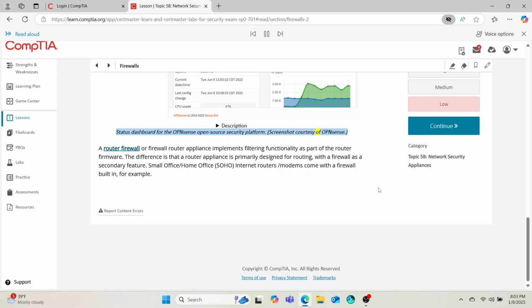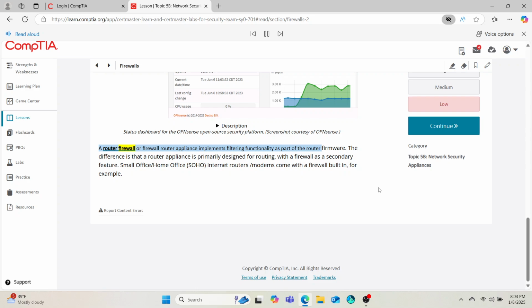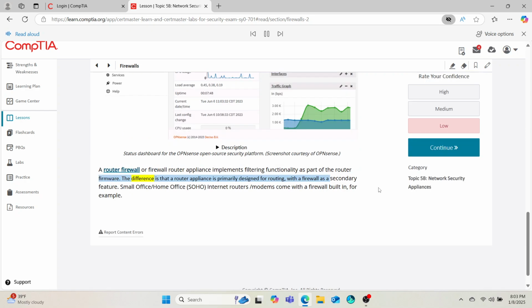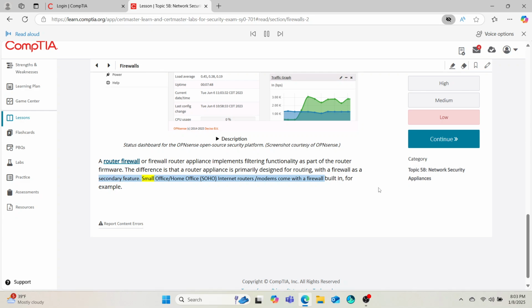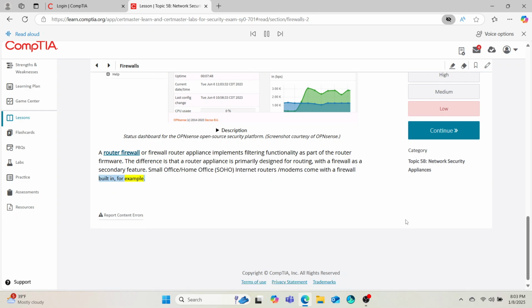Screenshot courtesy of OpenSense. A router firewall or firewall router appliance implements filtering functionality as part of the router firmware. The difference is that a router appliance is primarily designed for routing, with a firewall as a secondary feature. Small office/home office, SOHO, Internet routers/modems come with a firewall built-in, for example.